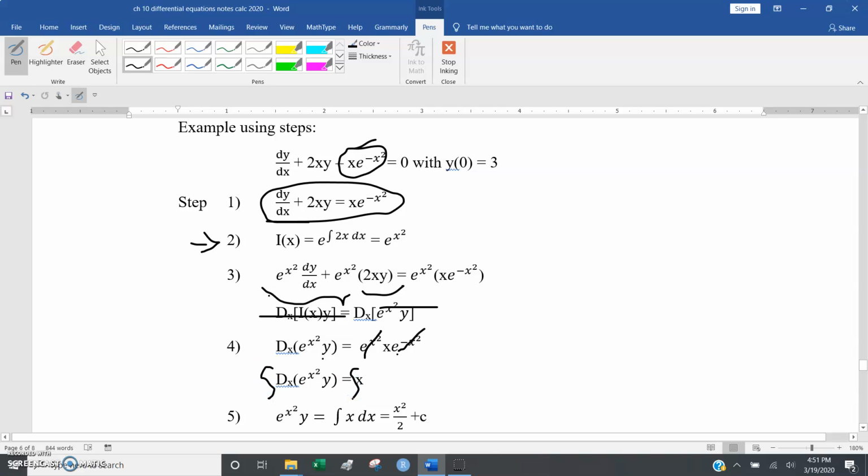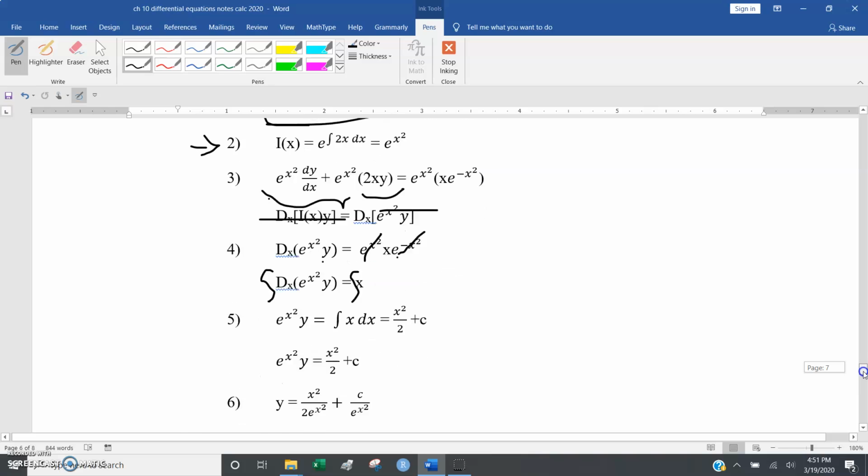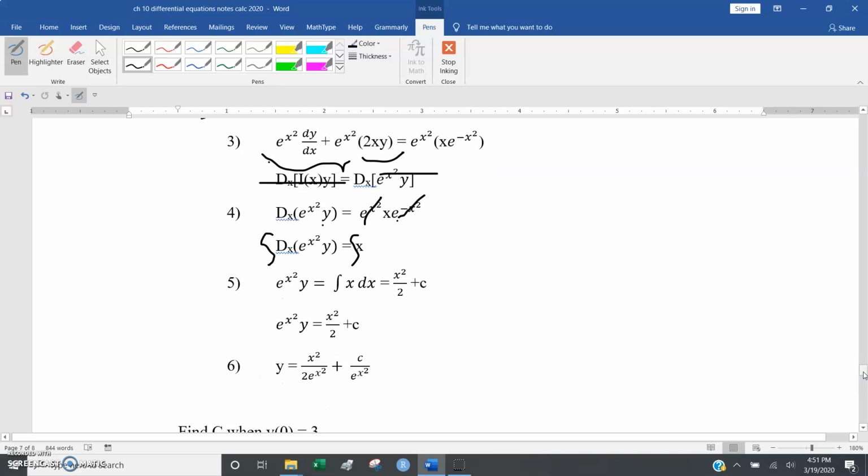Okay, when you take the integral of the first side, you get e^(x²) times y, or your integrating factor times y. Now you have to take the antiderivative of the x, which is x²/2 plus c. So currently, we have e^(x²) y equals x²/2 plus c. Now you must solve for y, and you do that by dividing by e^(x²). So you're dividing all three terms here.